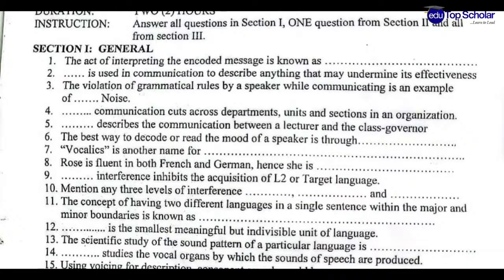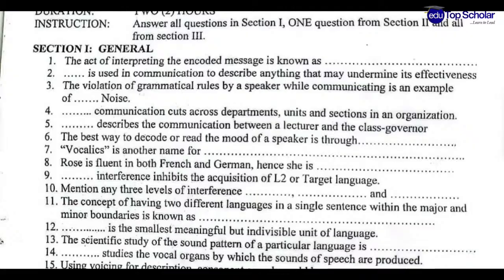Take note of that question very well. If you don't understand interference, you may not be able to answer that question. Interference is superimposition of the rules or the codes of a language over another language. For example, when you are speaking English and you are a native speaker of Yoruba, some codes or rules of Yoruba are interfering with your communication while speaking English. That is called interference.